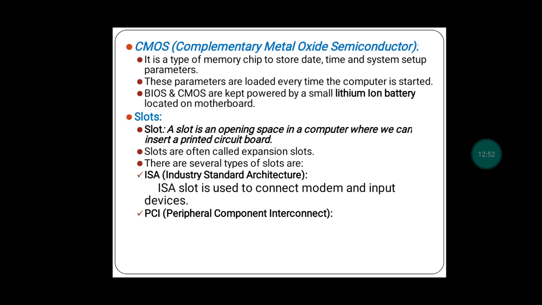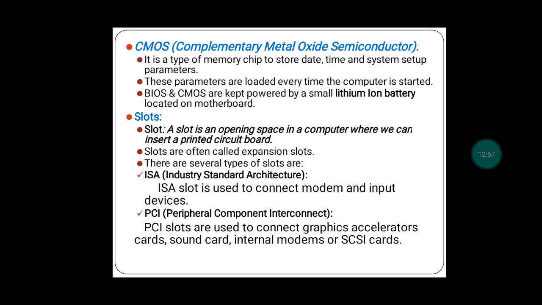Next slot is PCI, that is Peripheral Component Interconnect. This slot is used to connect graphics accelerator cards, sound cards, internal modems or SCSI cards. So just remember what the work of a slot is: we use slots to connect some of the external peripherals to the computer system. So this PCI slot is used to connect graphics accelerator cards, sound cards, internal modems or SCSI cards. These are all things that are required.